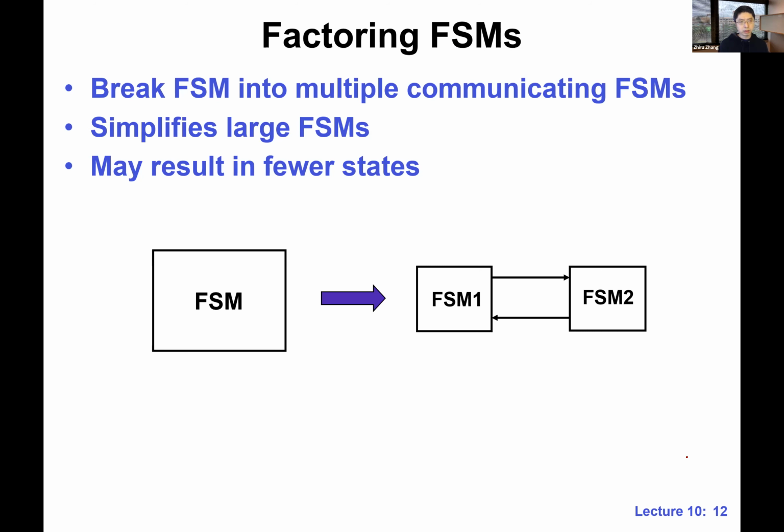If there are common parts, we can do some factoring, and break it down into more than one communicating FSMs. These FSMs will be smaller, each of them, but they will be communicating with each other. In many cases, these will result in simpler FSMs with fewer states. So let's see how we do this for this traffic light controller.